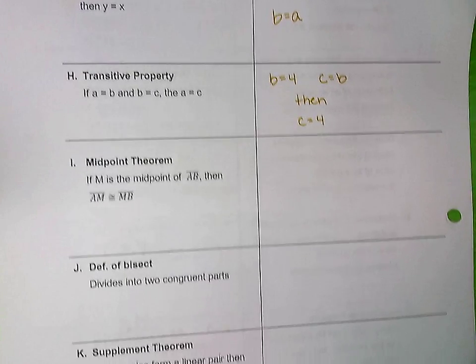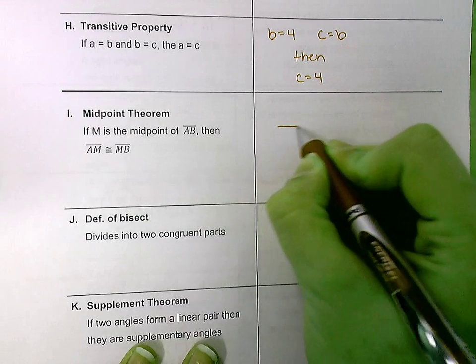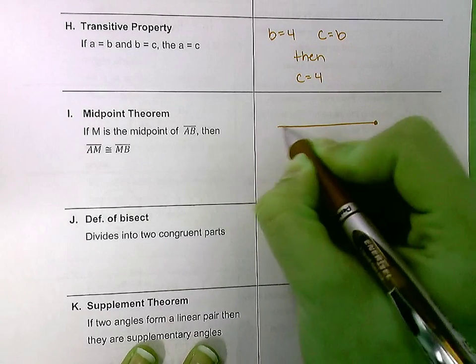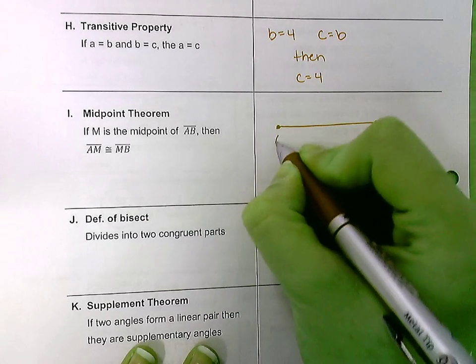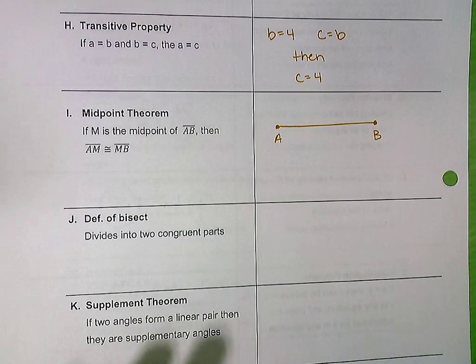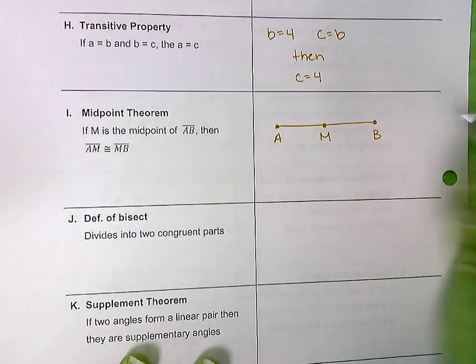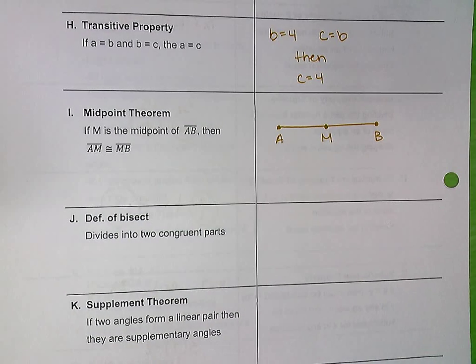The next one is the midpoint theorem. If M is the midpoint of segment AB, then segment AM is congruent to MB. So here if I have a segment, that was segment AB, and M is the midpoint, meaning it's in the middle. M would then split that segment into two congruent pieces.